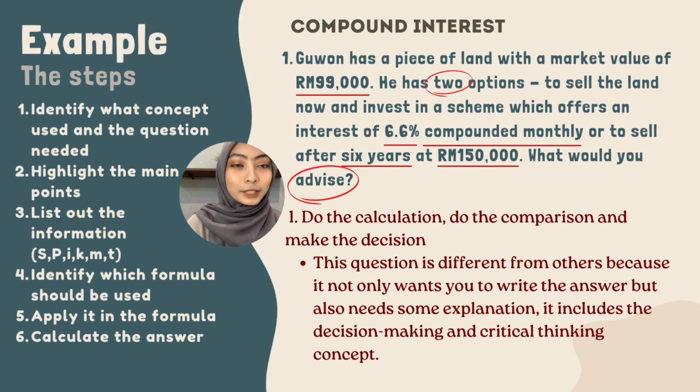Hi, I'm Binti Ismail and I will explain the example provided on this slide, which is about compound interest. First, we have to know what concept is used in this question. This question is different from others because it not only wants you to write the answer, but also needs some explanation. It also includes decision making and critical thinking concepts. So this question asks us to compare the two options, calculate them, and then choose which one is the best option.